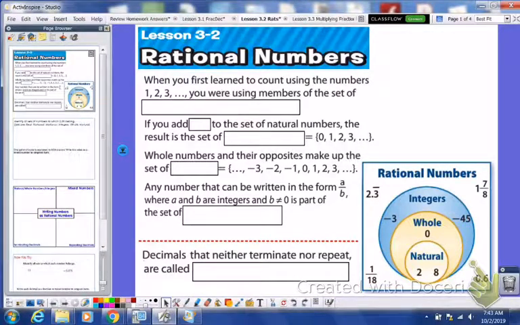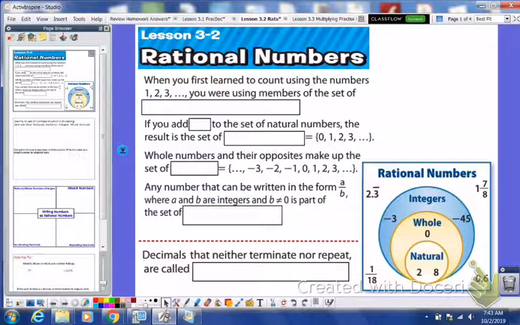Alright guys, in lesson 2 we're going to be talking about classifying numbers, specifically rational numbers, but we're going to talk about all the classifications. Then we're also going to talk about how to convert a decimal into a fraction, since last section we talked about how to convert a fraction into a decimal. Okay, so on this first slide here, we're going to talk about our different classifications.